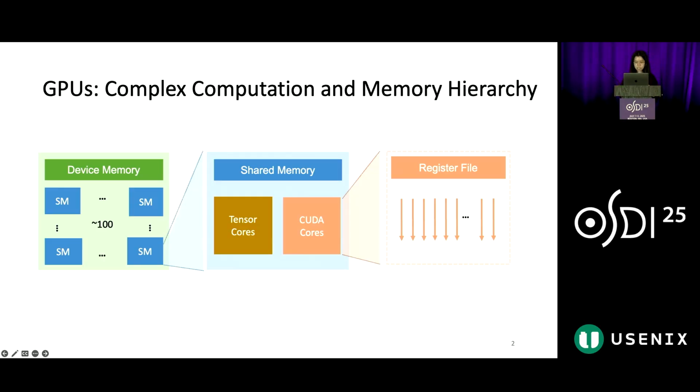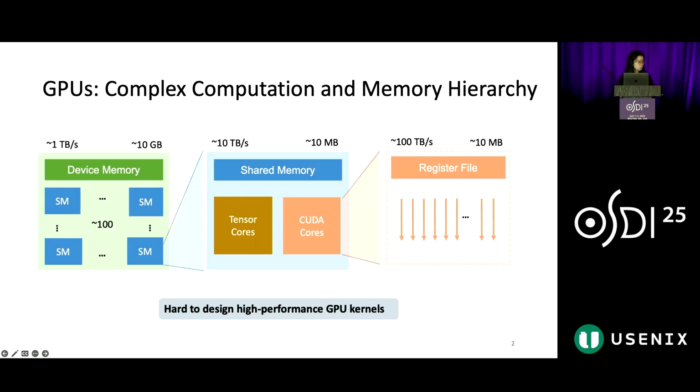Moreover, memory at different levels have different bandwidth, sizes, and accessibility. In general, memory at a lower level has a higher aggregated bandwidth and a smaller size, and can be accessed by a smaller set of compute units. In order to achieve optimized performance, the programmers need to carefully manage the tensors at different memory levels. Therefore, it is hard to define a high-performance GPU kernel.